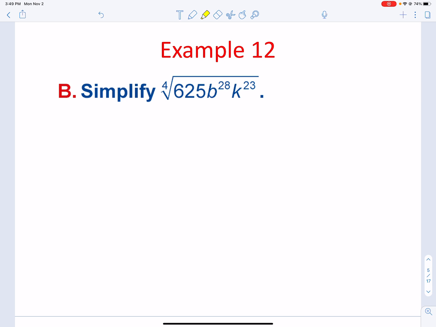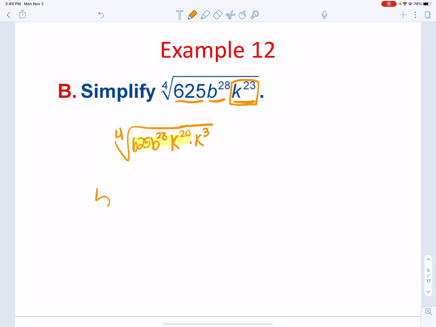All right, so 625, and that's not one I'm asking to memorize, but it is a perfect 4th. It's 5. 4 goes into 28, so that one's good, but I need to rewrite this one. So I'm going to have the 4th root of 625, b to the 28th, k to the 20th times k to the 3rd. Because that splits that up, and now it does go in. So all of those are perfect 4ths. So this would be 5, b to the 7th, k to the 5th, and then the 4th root of k cubed.